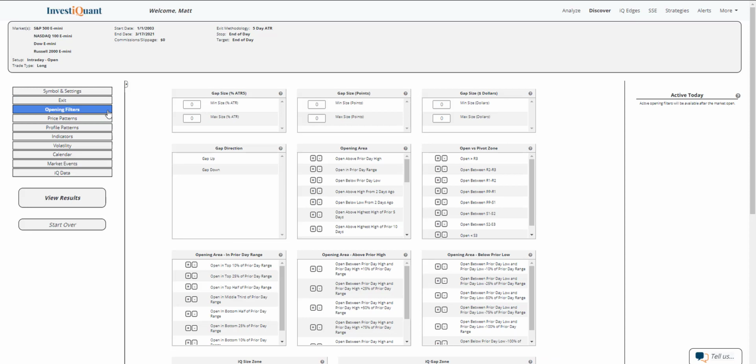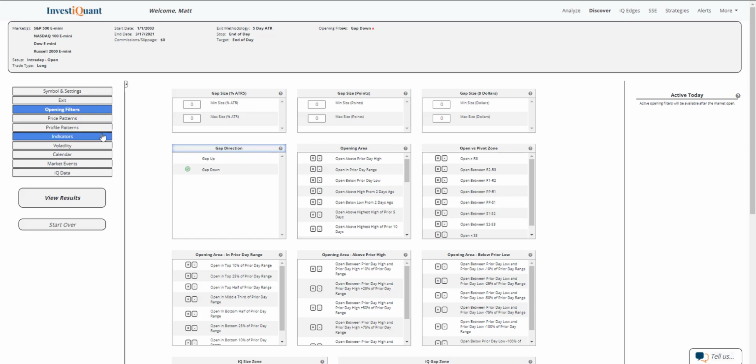So I don't know if we're going to open in range or out of range. So I'm just simply going to put gap down here. And you can come in and look at that on your own. When we get a little bit closer to the open, if you want to look at specifically if we're opening in range or if we're opening below the prior day low, those are both available here in the opening area.